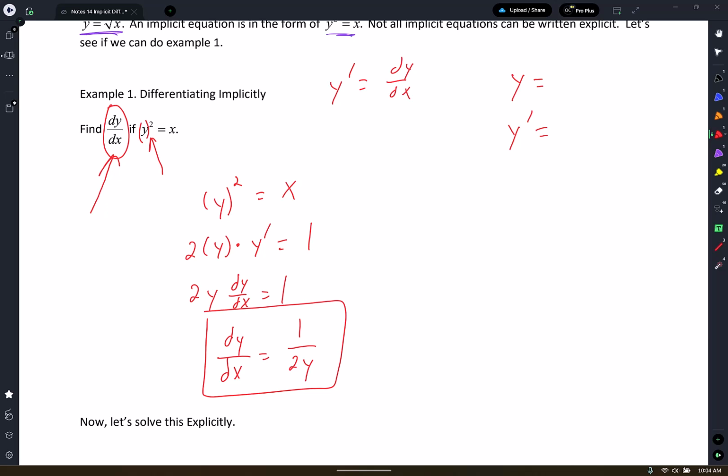How do we feel? Okay. Don't worry, we're going to do a whole bunch. I just divided by 2y. This is all a product: 2 times y times dy dx.